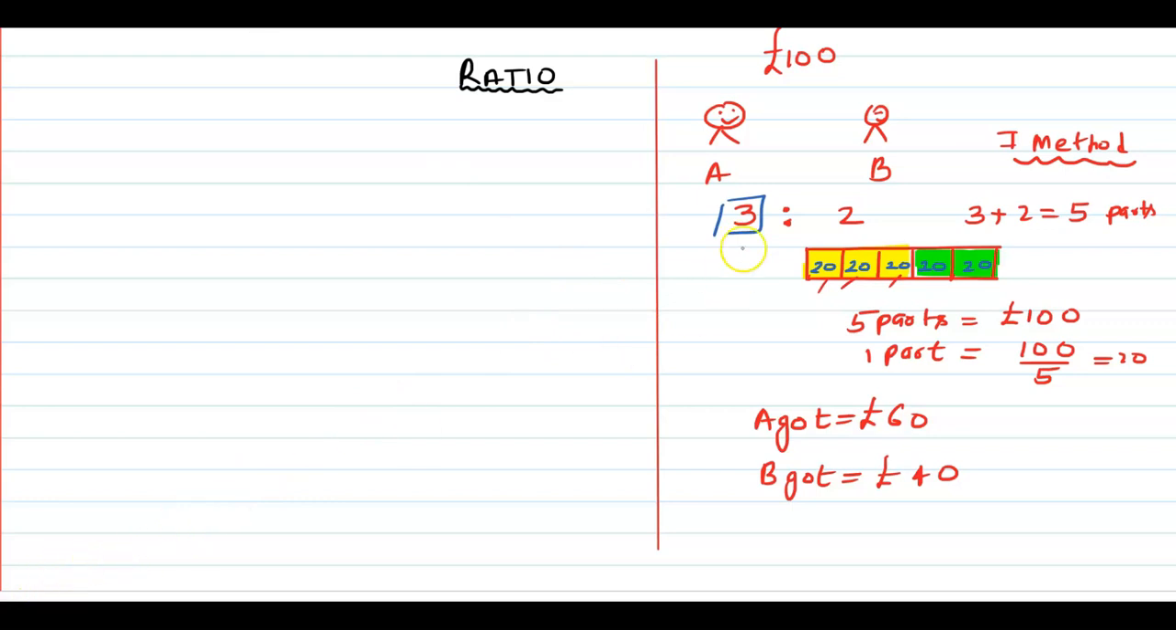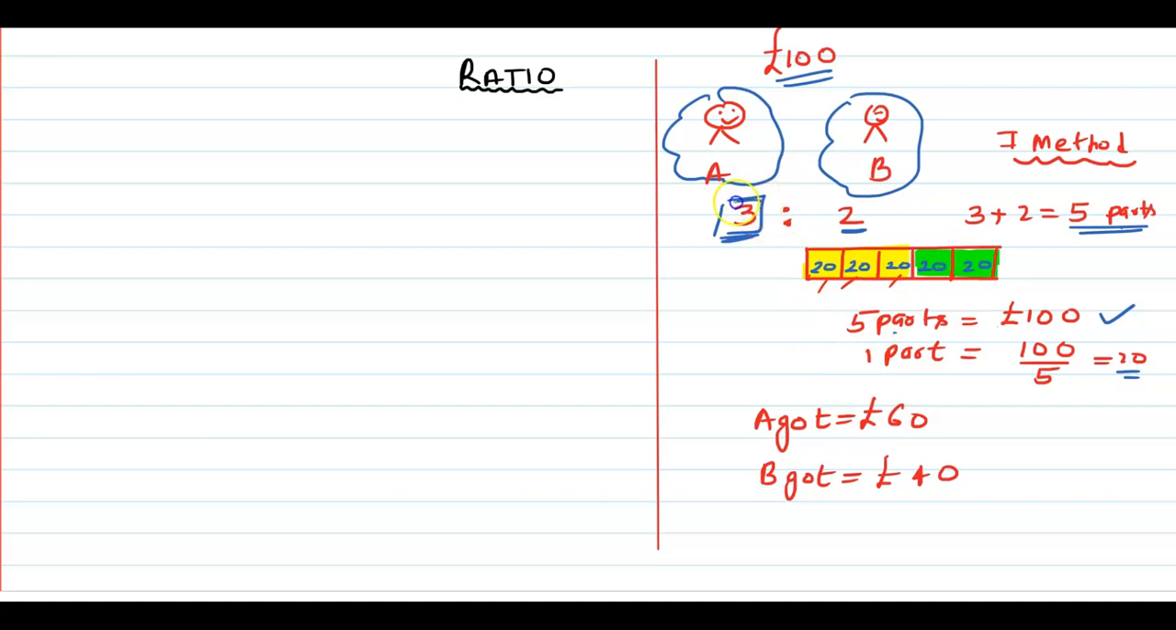Okay, I can explain it again. So see here, there are two people, one is A and one is B, and £100 has to be divided between A and B, and the given ratio is 3 and 2. So first method is you just add the ratio. So 3 plus 2 becomes 5 parts, and these 5 parts are equal to £100. So I have written here 5 parts equal to £100. So if 5 parts is £100, then one part will be 100 divided by 5, that is 20. So I have written here one part will be 20, other part will be 20, third part will be 20, fourth and fifth will be 20.